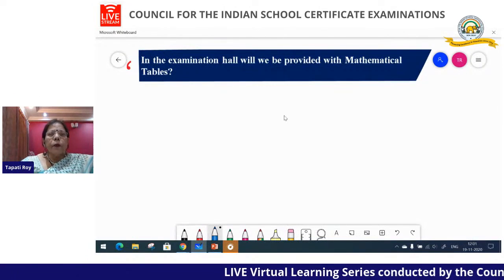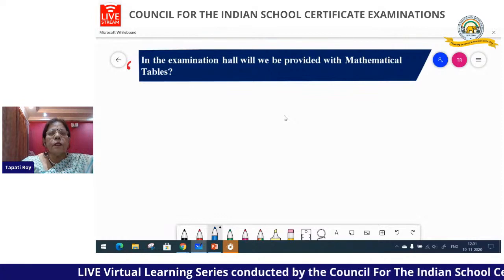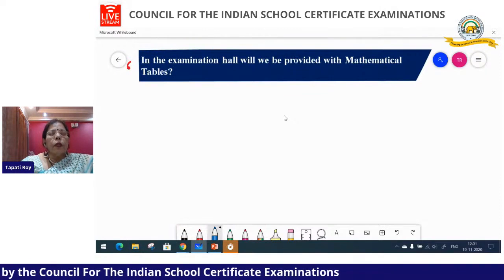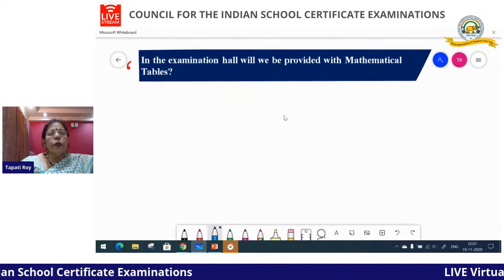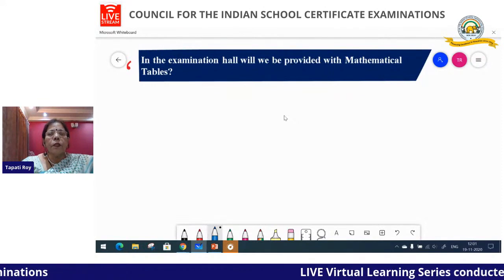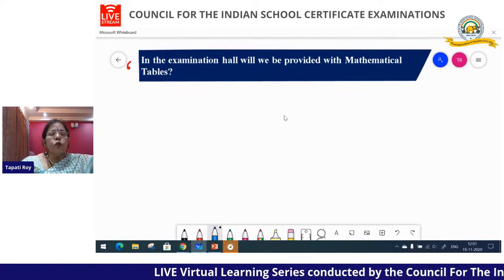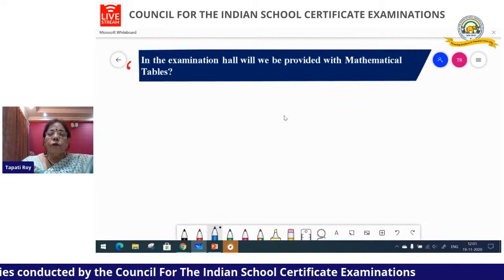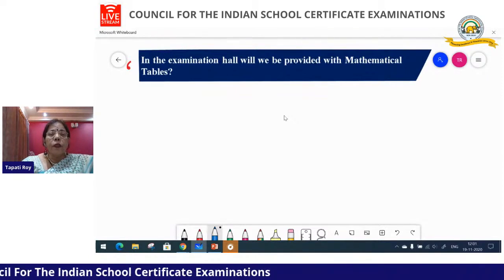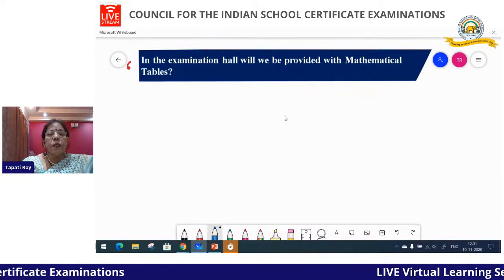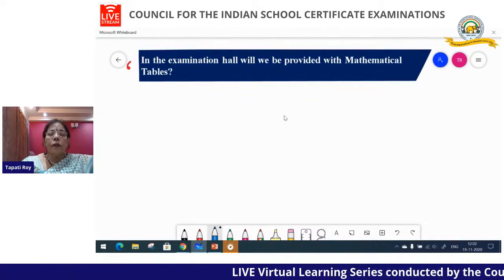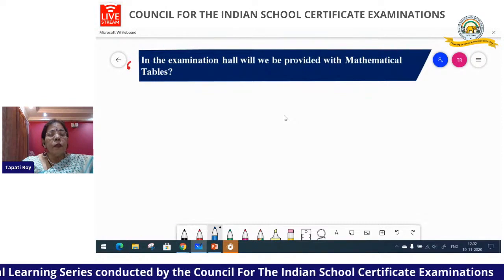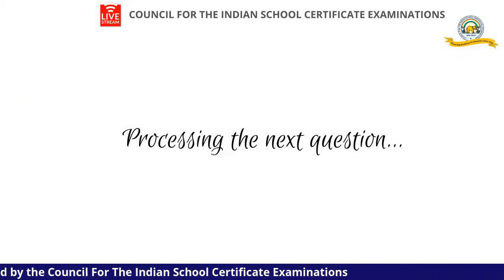In the examination hall, will we be provided with mathematical tables? Yes. You will find in your question paper also written that mathematical tables are provided. So in the examination hall, your mathematical tables will always be provided to you. If it is not provided, there is the supervising examiner, the invigilator, just put up your hand and ask for it, and they will provide you with the mathematical tables, and you can use them to find angles which are not the standard angles. So don't worry, the tables will be there. What is our next question?